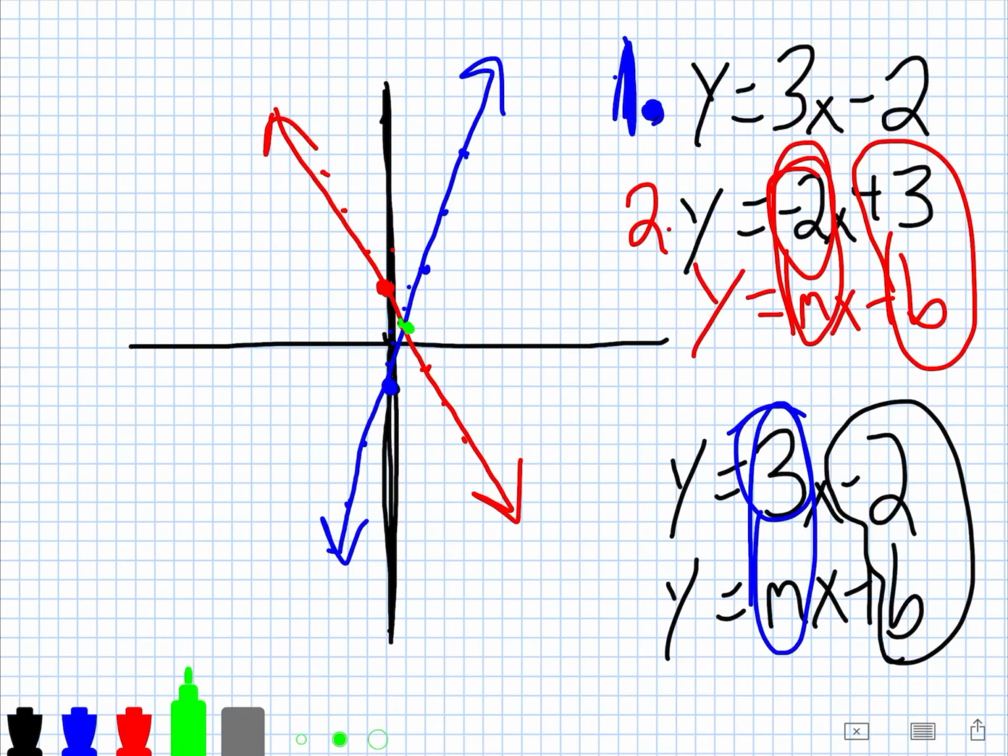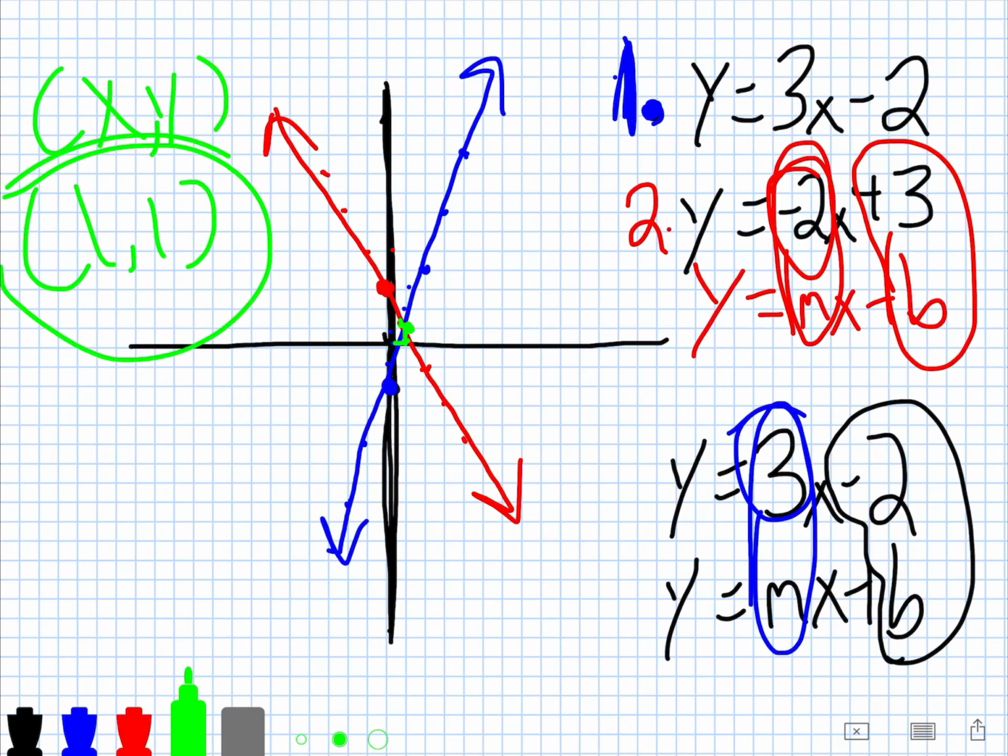So our solution for this one is at that point, which is where x is equal to 1 and y is 1. So it's always x comma y. So this one will be 1 comma 1. So that's the solution for this one.